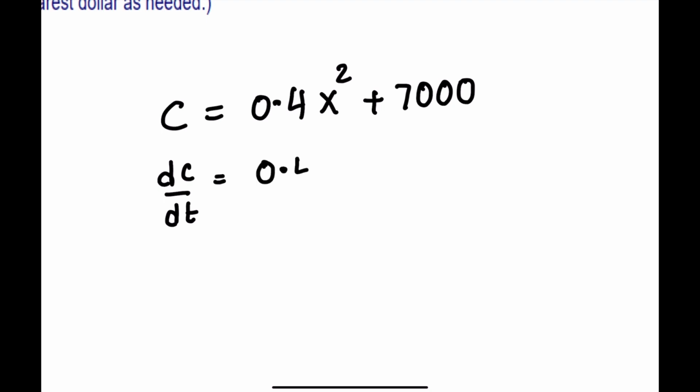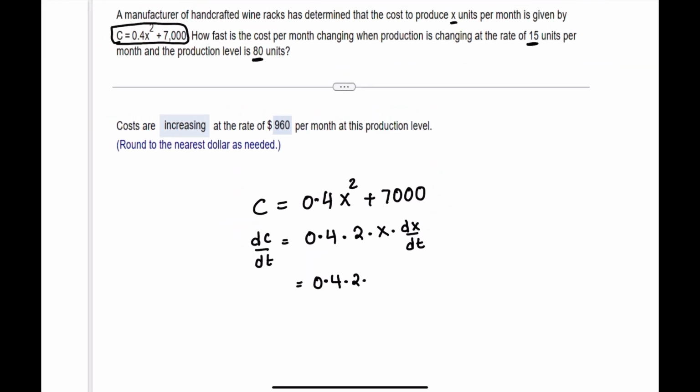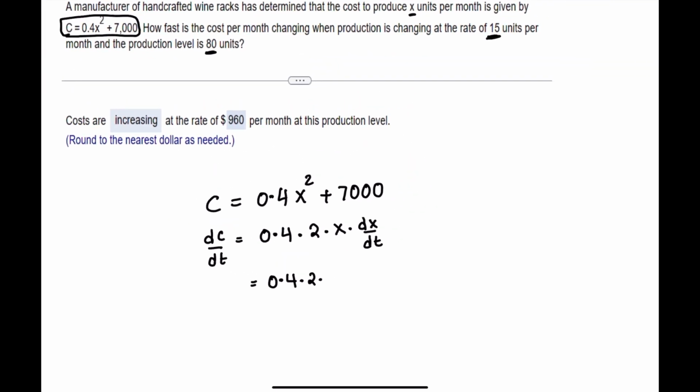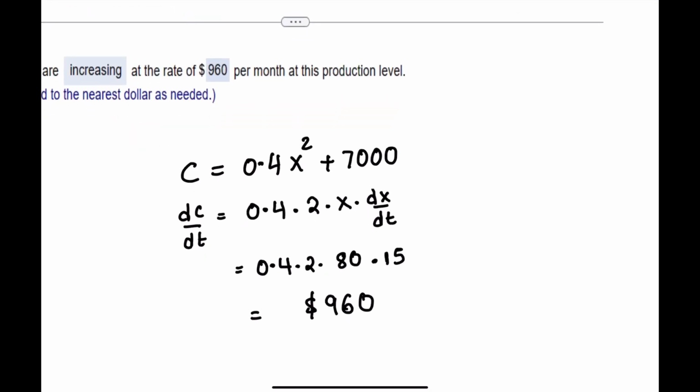So 0.4 is a constant times 2 times x. Don't forget dx by dt. Derivative of a constant is a 0. So let me go ahead and plug in 0.4 times 2. And now let's go back. The rate is 15. So my dx by dt is 15. How many units am I producing? 80 units. And if I multiply all of this, I get exactly $960 per month. That's the cost. Hope this helps.